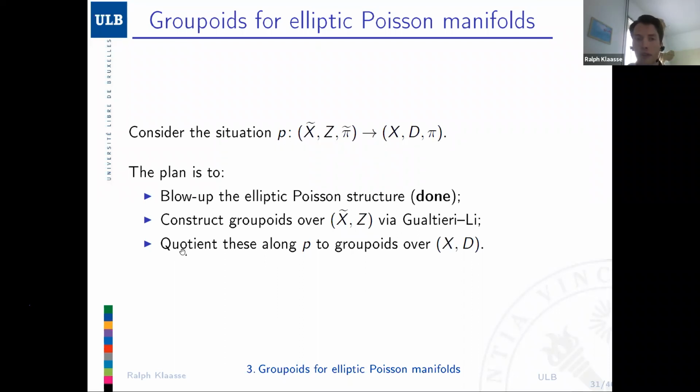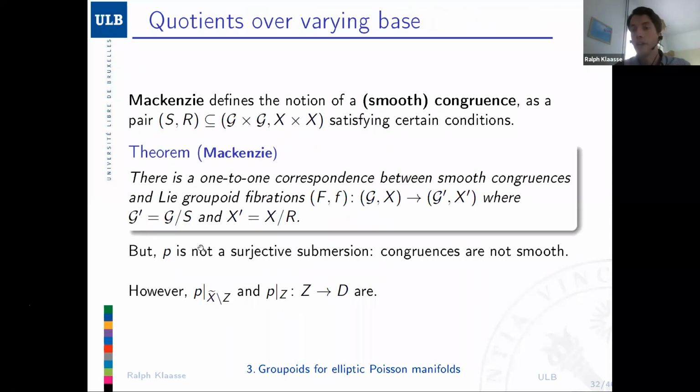How would you quotient? Okay, so here's a little bit of general discussion. If you open up the book by Mackenzie on Lie groupoids and Lie algebroids, then you find in some chapter the notion of a smooth congruence. There are various ways to describe how to take quotients of Lie groupoids. I'm using this one because we need to take it over a varying base. I'm not giving you the definition of a congruence, but it's a pair (S, R), which sits inside the pair groupoid of G and the pair groupoid of X.